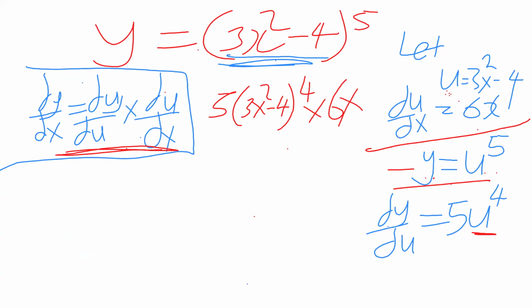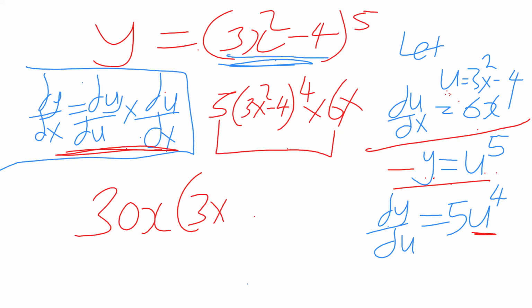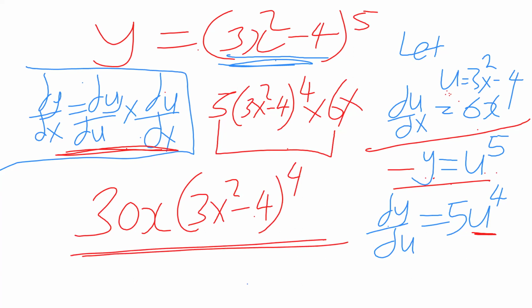If you want, you can start multiplying these numbers like this. 5 times 6x, so that you can have 30x, multiplied by 3x squared minus 4 to the power 4, and the same thing. This is where it ends. Any question?